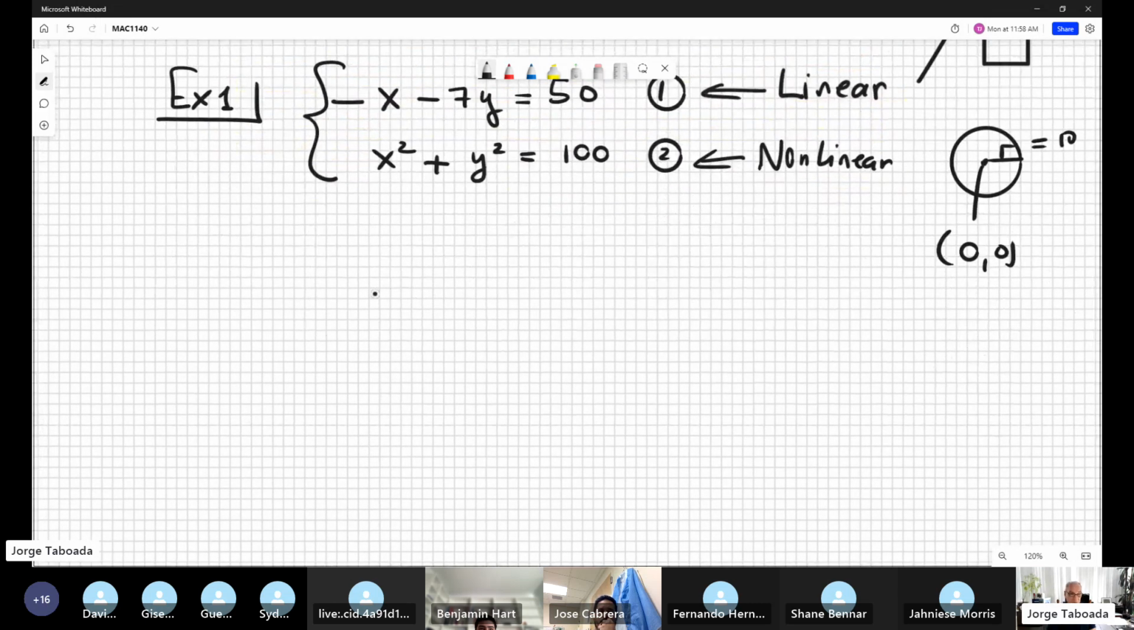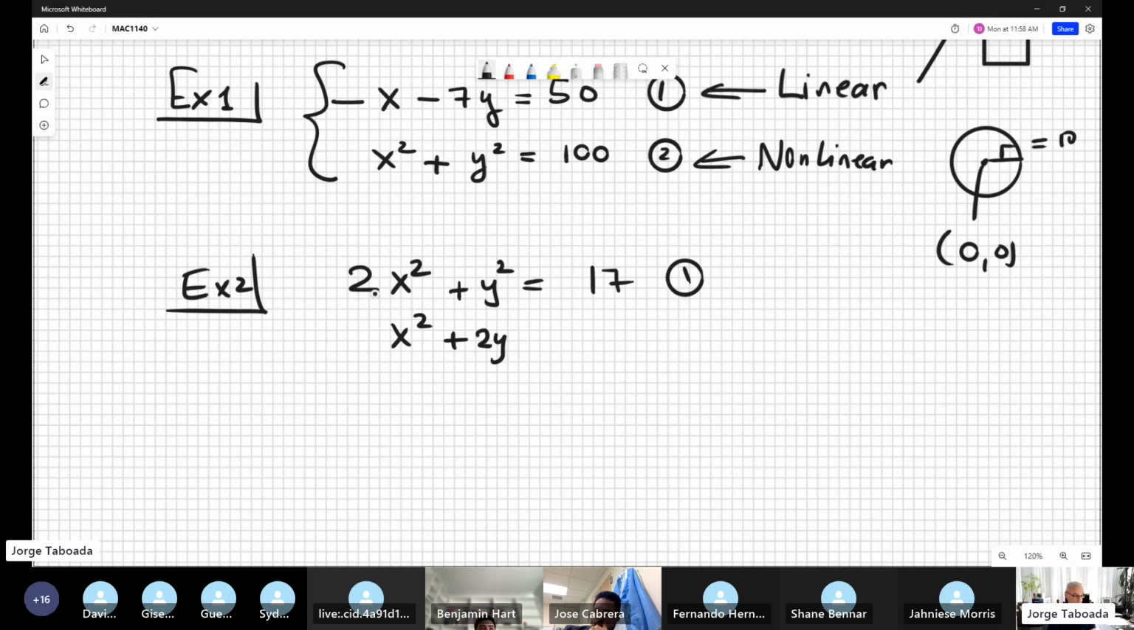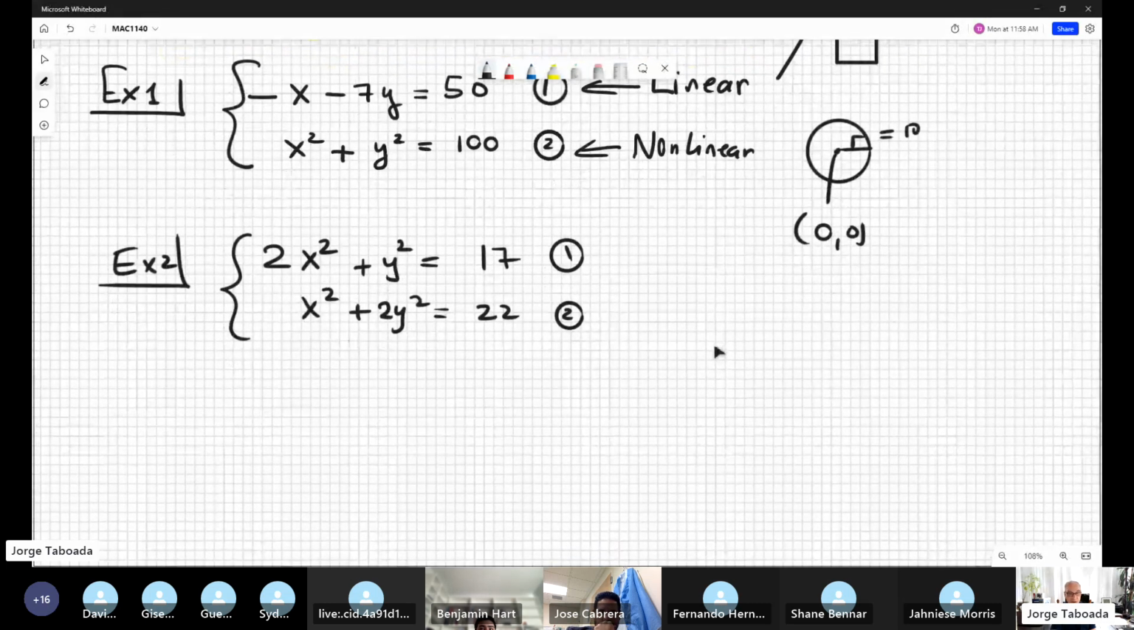Another example, to visualize clearly. Example two. Suppose that we have this equation, 2x squared plus y squared equals 17, equation one. And we have another equation, x squared plus 2y squared equals 22. What do you think about equation one? Is it linear or nonlinear? And equation two, is it linear or nonlinear? And what about the system? Is the system linear or nonlinear? Opinion?